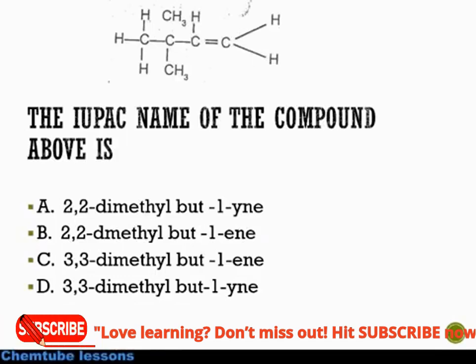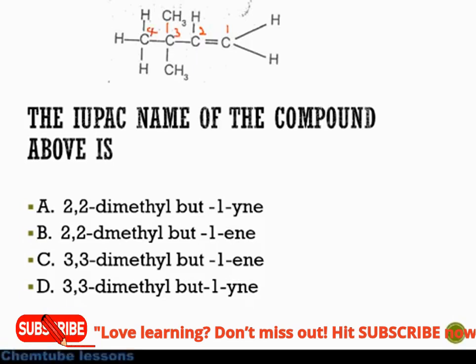The IUPAC name of the compound above is, okay, there's an error here. Let's do this now. The first thing is your numbering. When you number, the functional group or the substituents should have the lowest number possible. So I'm going to number from the right. So this is carbon 1, this is carbon 2, this is carbon 3, and this is carbon 4.